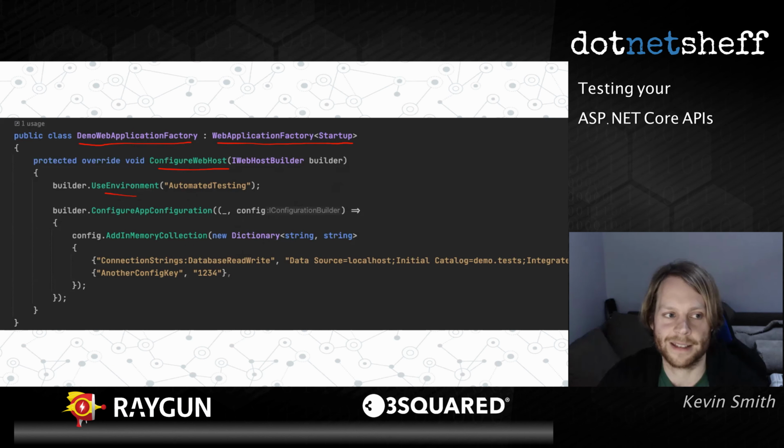So we can set the environment, so we can say this is the automated test environment now. With ASP.NET Core, when we change the environment, within our configuration, when we wire things up, we wire the pipeline differently. This also calls ConfigureAppConfiguration, and this is just plumbing in a new in-memory collection with some extra data. So I've got this connection string here, and then I've got another random key here.